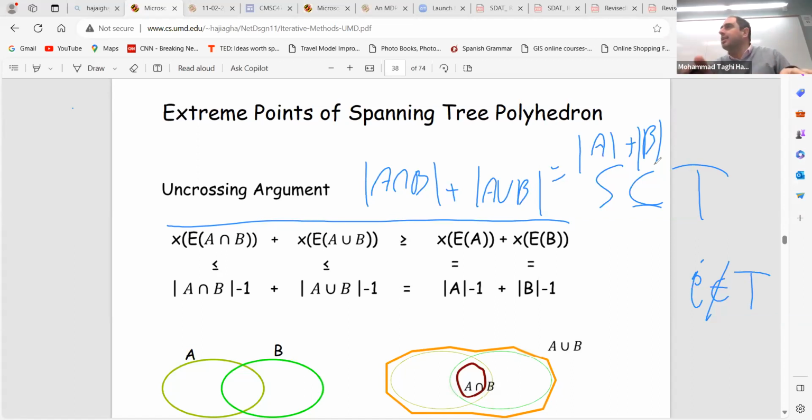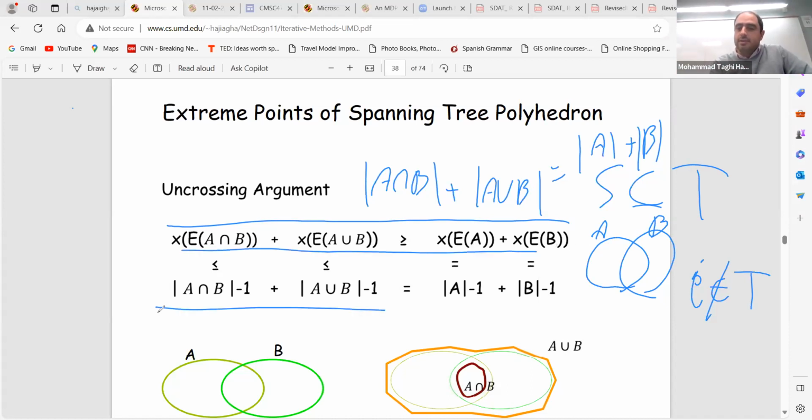Now, when I have the tight constraints, what's the meaning of that? If you consider two sets A and B that properly intersect, this is called the uncrossing argument. If A and B are tight, then the union and intersection should also be tight. Why? Because you can write this: these two are equal, these two are equal, and this is greater than or equal to this one. You can show that if these are not tight, then I get a contradiction.